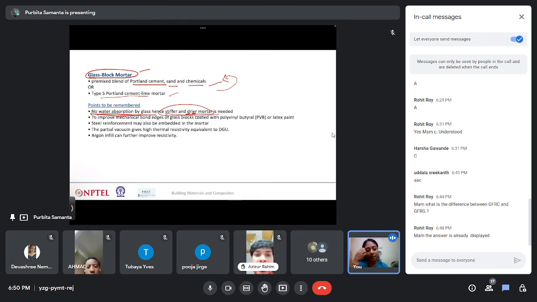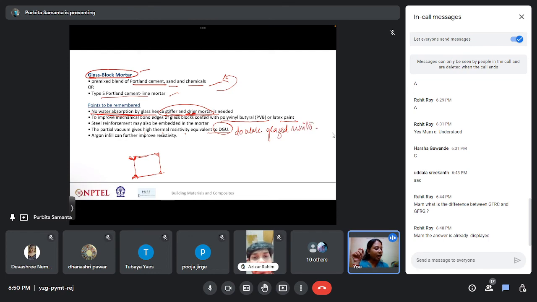Apart from that, as the question already said, we can use polyvinyl butyral or latex paint to improve the mechanical bonding at the edges. Just imagine, these are the blocks. Also, steel reinforcement may be embedded. However, partial vacuum gives high thermal resistivity equivalent to double glazed units, and argon infill can further improve the resistivity.